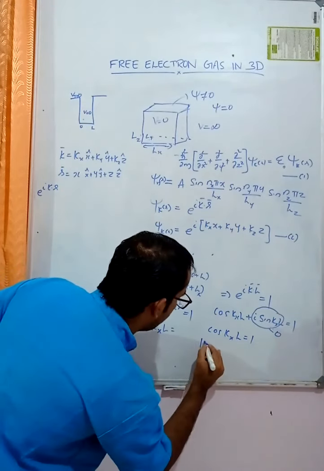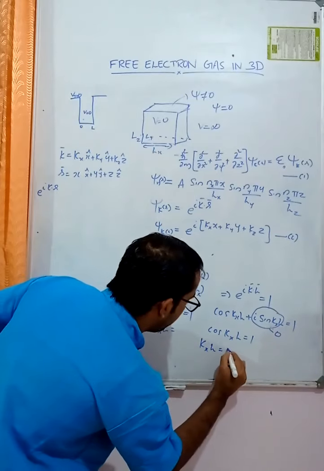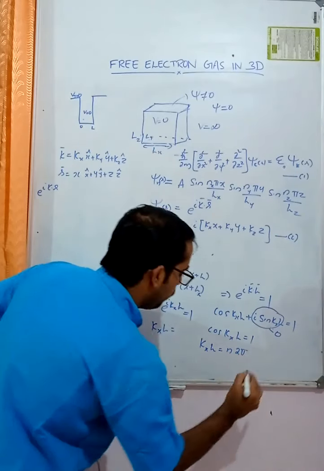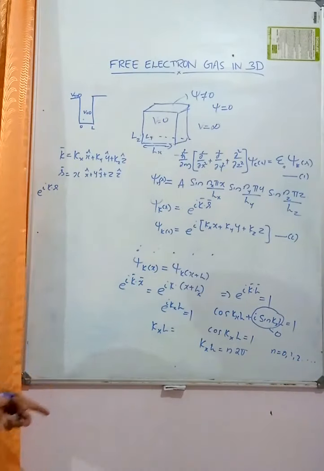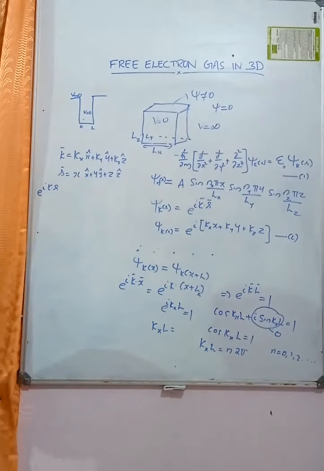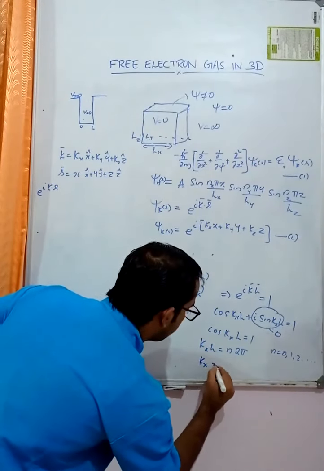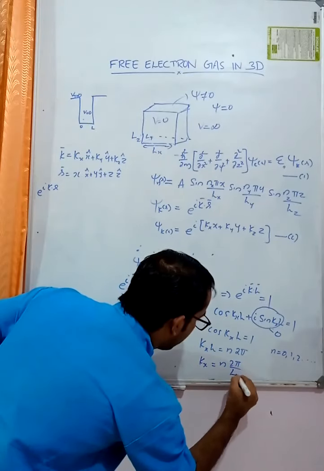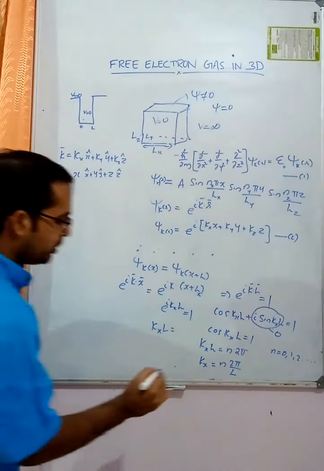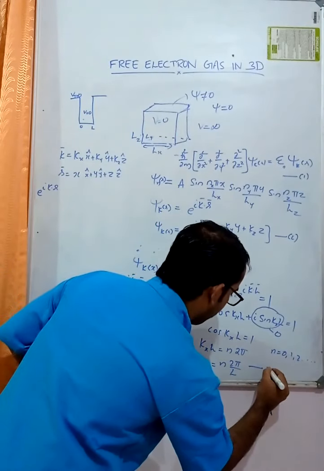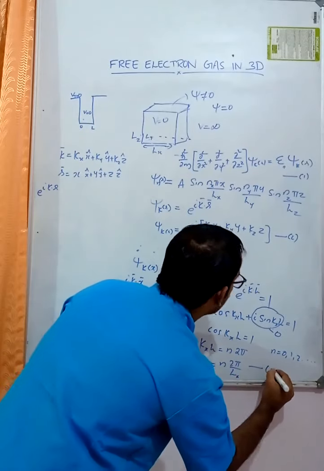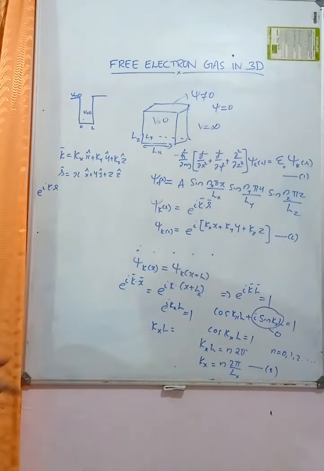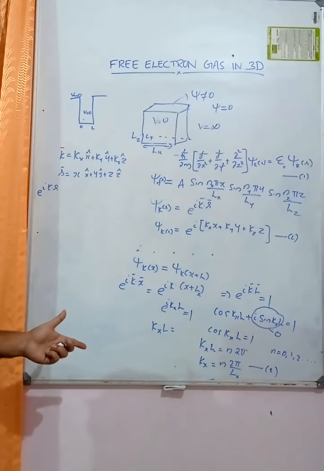So that corresponds to kxL equal to n times 2 pi, where n is equal to 0, 1, 2, etc. So kx is equal to n 2 pi by L, where n is equal to 0, 1, 2, 3, etc. So according to the periodic conditions, the values of kx should be n 2 pi by Lx. Similarly, ky should be n 2 pi by Ly, and kz should be n 2 pi by Lz.